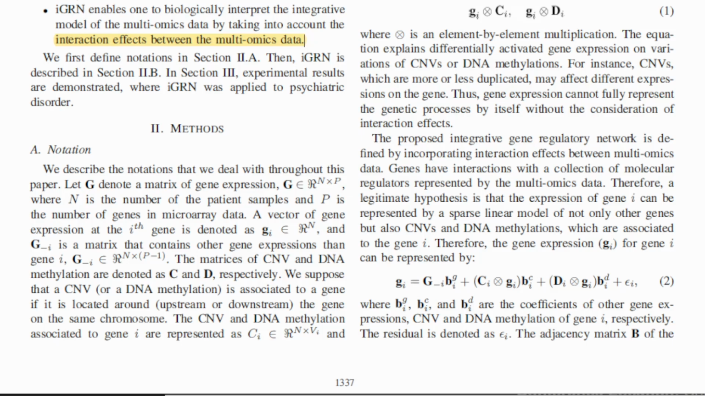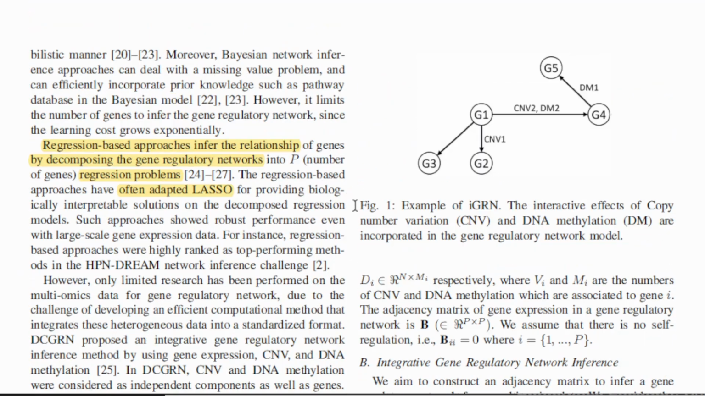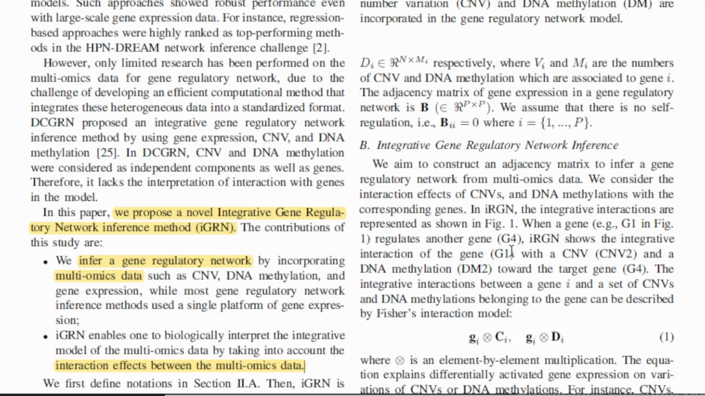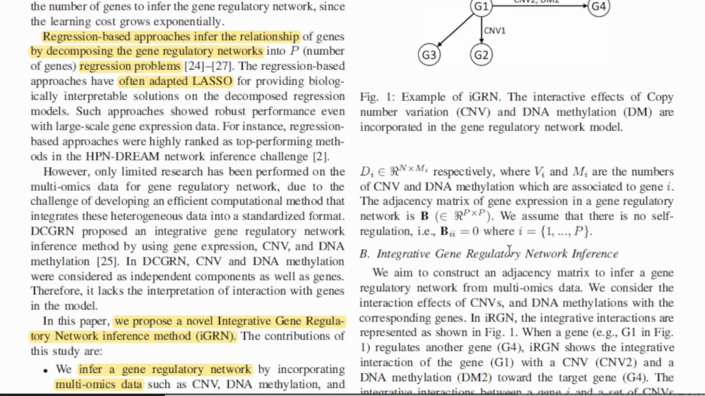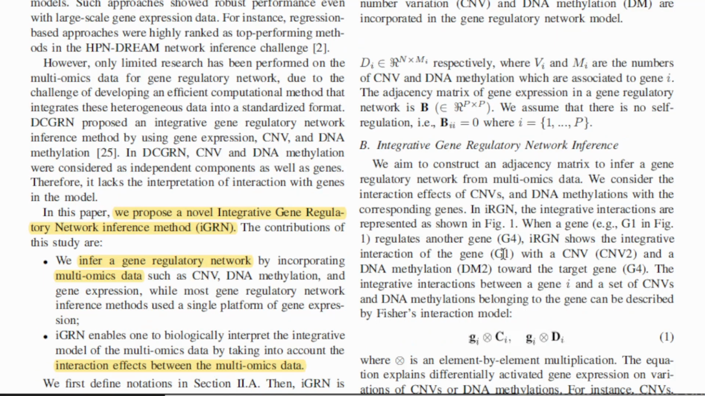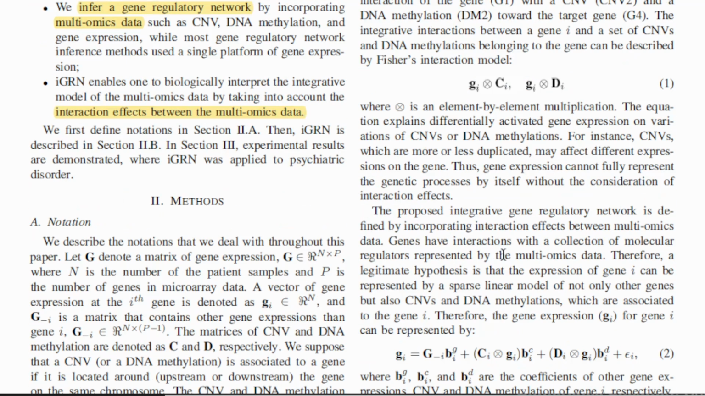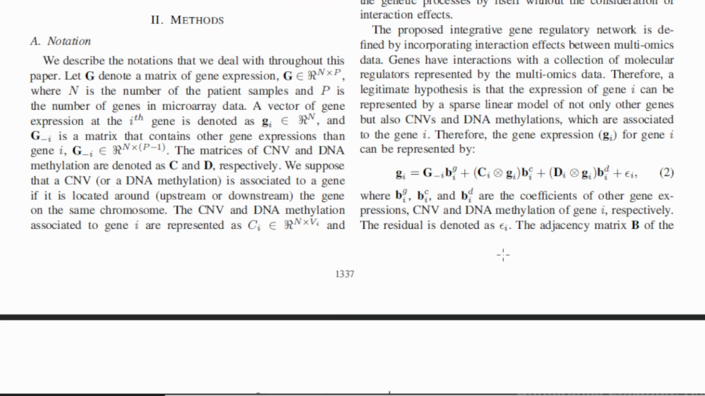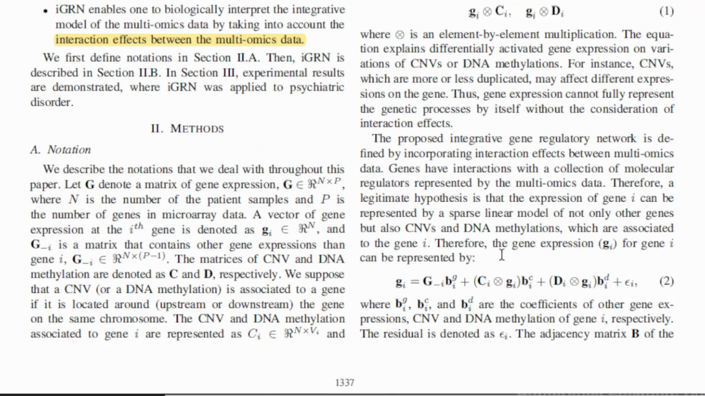B. Integrative gene regulatory network inference. We aim to construct an adjacency matrix to infer a gene regulatory network from multi-omics data. We consider the interaction effects of CNVs and DNA methylations with the corresponding genes. In iGRN, the integrative interactions are represented as shown in Figure 1. When a gene, for example G1 in Figure 1, regulates another gene, G4, iGRN shows the integrative interaction of the gene, G1, with a CNV, CNV2, and a DNA methylation, DM2, toward the target gene, G4.